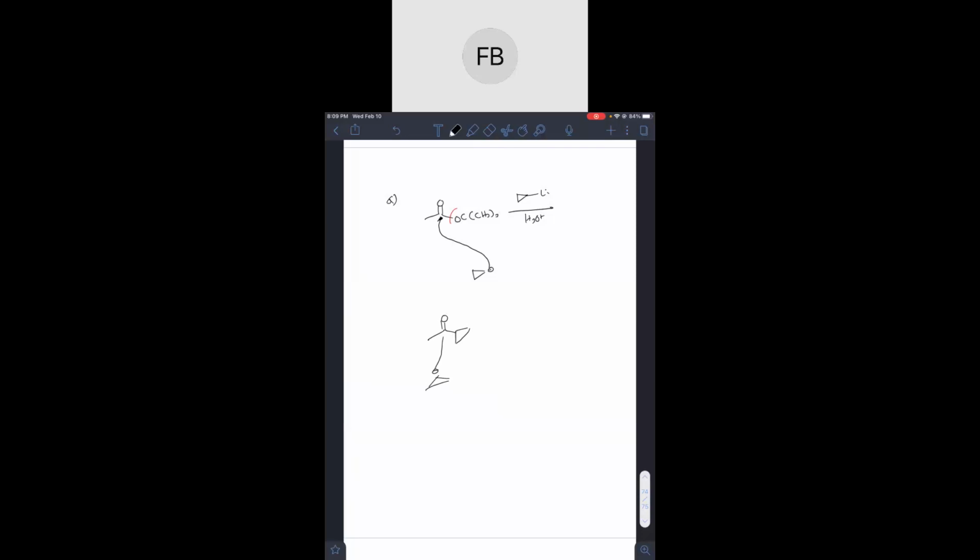I feel like I should stop calling these triangles. That feels disrespectful to orgo.